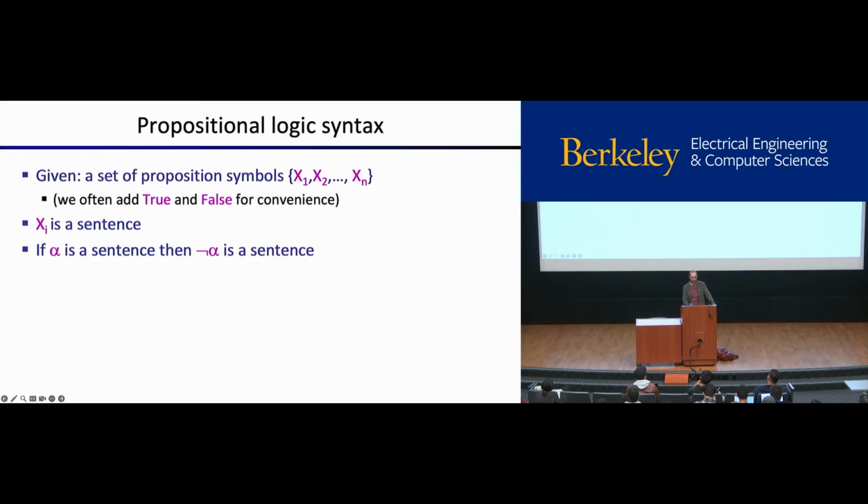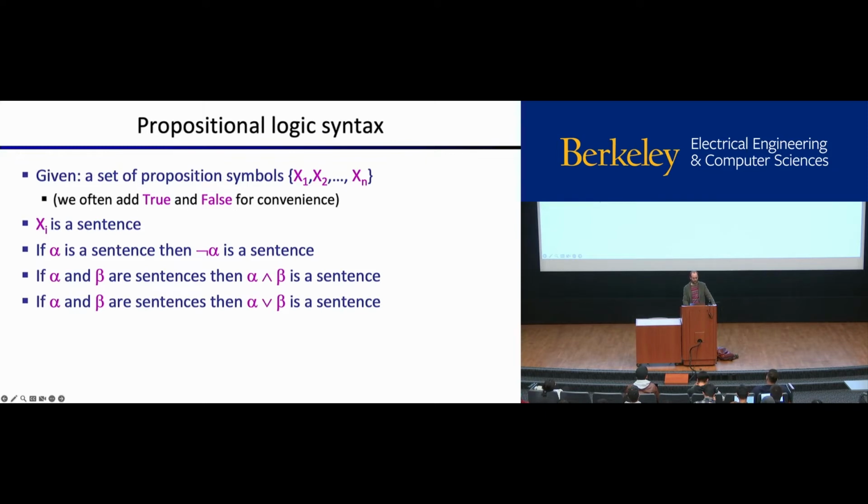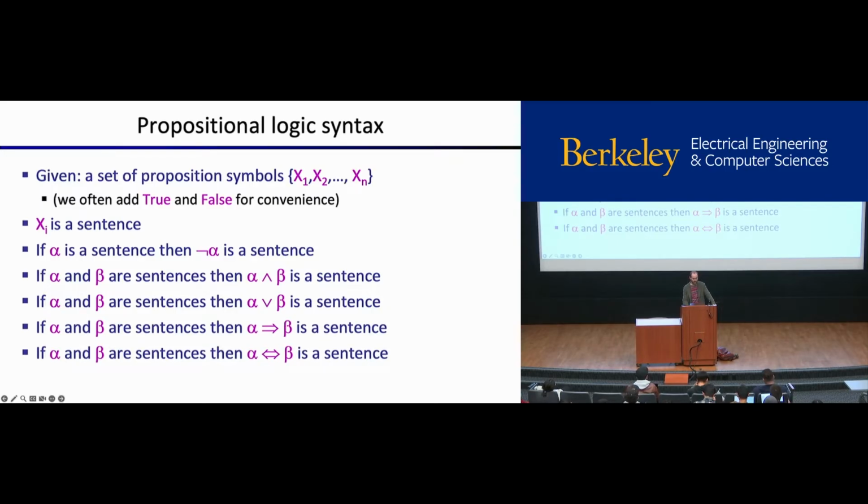So if alpha is a sentence, then not alpha is a sentence. That's how you read that symbol. If alpha and beta are both sentences, then that's a sentence, and you pronounce it alpha and beta. Likewise for alpha or beta. Likewise for alpha implies beta. And likewise for alpha if and only if beta. And that's it. So to completely tell you about the rules of syntax for propositional logic, I need to tell you things that are sentences, and I also need to tell you things that aren't sentences. Nothing else is a sentence.